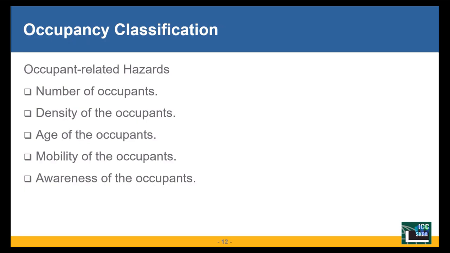So, for example, if you have occupants that have mobility impairment, they will not be able to exit by their own self, what we call in the code language not capable of self-preservation, then the occupancy becomes a little bit more restrictive type occupancy. Also, the awareness of the occupants, whether they're mentally aware versus having certain disabilities. So that's how we classify the occupancies based on some of these hazards.